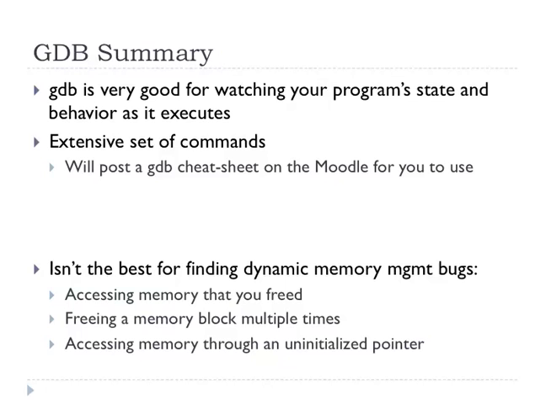There's a water here, which I will take advantage of. But so, accessing memory that you freed, right? How does GDB help you debug those things? It really doesn't, especially if it doesn't crash, right? Freeing a memory block multiple times. Well, GDB will tell you that the program crashed on a free, and you may even be lucky enough to know that you already freed it, but how do you know where it was freed the first time? Accessing memory through an uninitialized pointer. GDB can't really help you with that either.